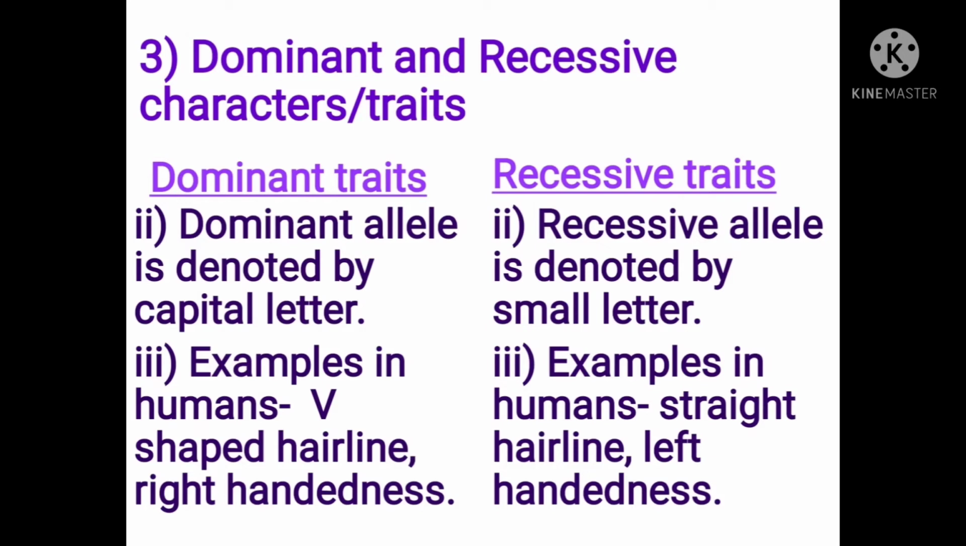Dominant allele is denoted by capital letter. On the other hand, recessive allele is denoted by small letter. Examples of dominant traits in humans are V-shaped hairline, right-handedness. On the other hand, examples of recessive traits in humans are straight hairline, left-handedness.